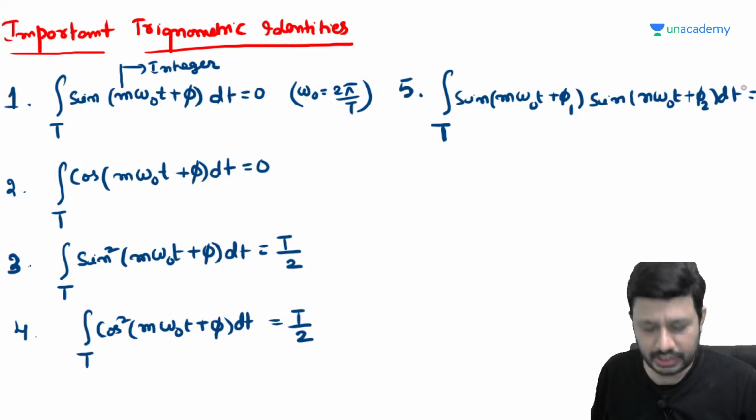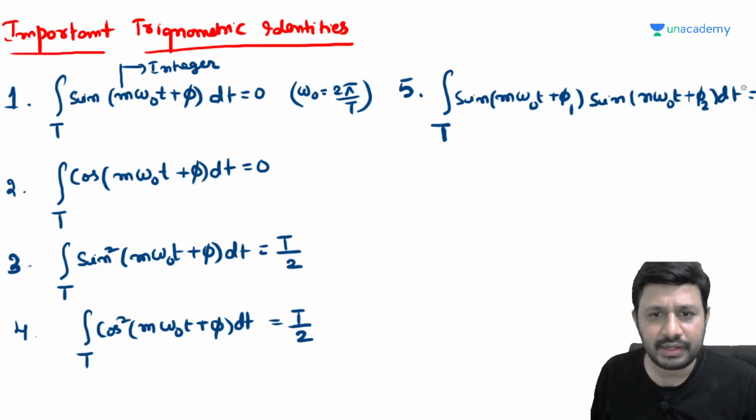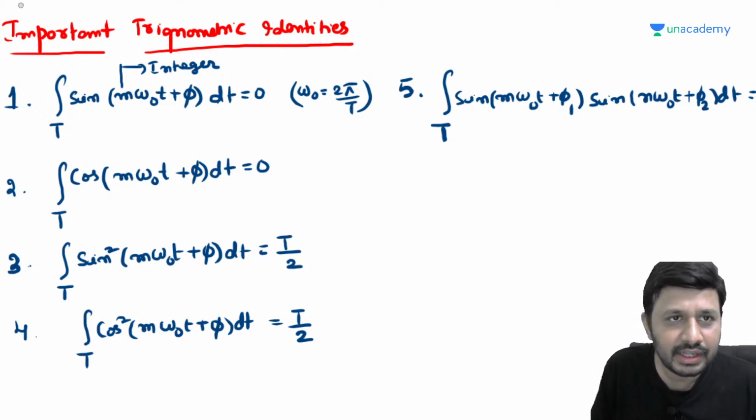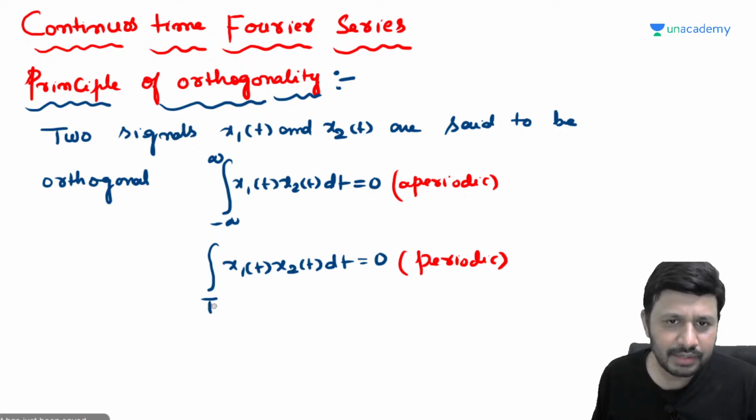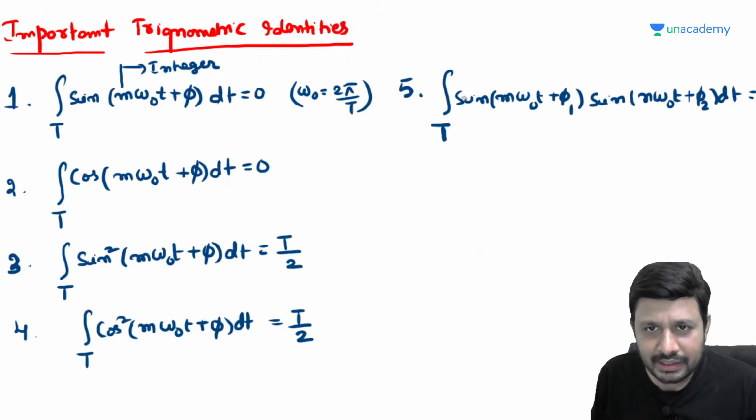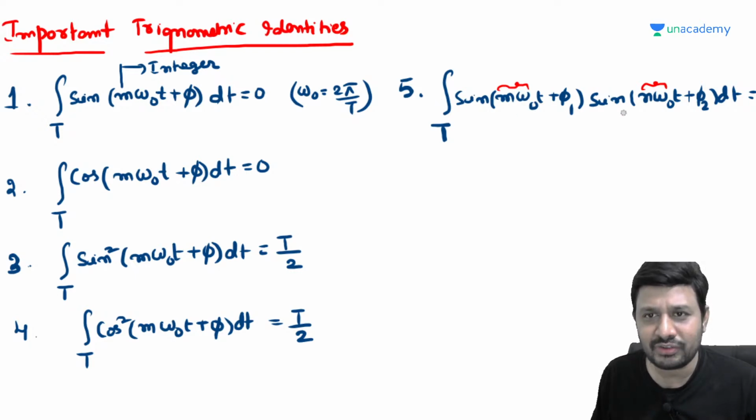Observe what you are going to understand, because this orthogonality is very important to understand the trigonometric Fourier series. Orthogonality means for periodic signals, if you multiply the signals and calculate the area over one period, if that results in 0, then they are said to be orthogonal, x1 and x2. Here I am taking two sine signals but with different frequencies. m omega naught and n omega naught mean they will have different frequencies. Now I am multiplying the signals and integrating. Can I say that sin(m omega naught t plus phi 1) and sin(n omega naught t plus phi 2) are orthogonal? Yes, they are orthogonal.